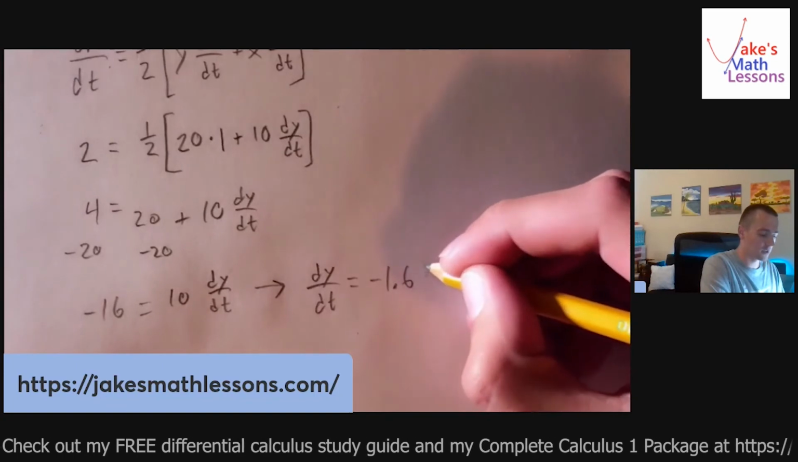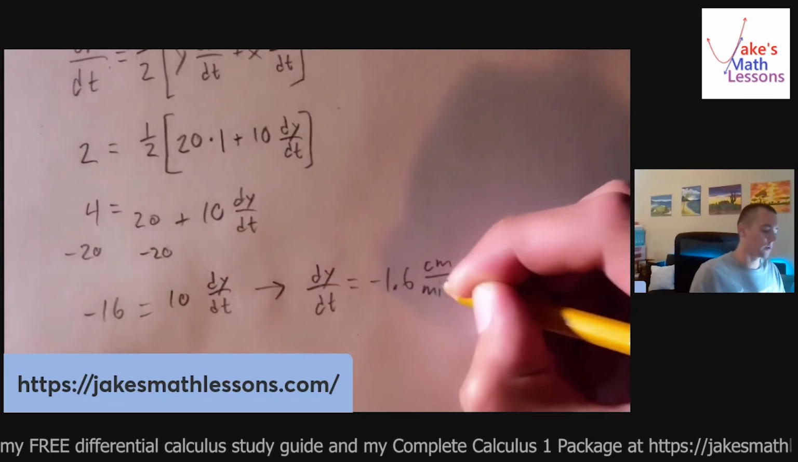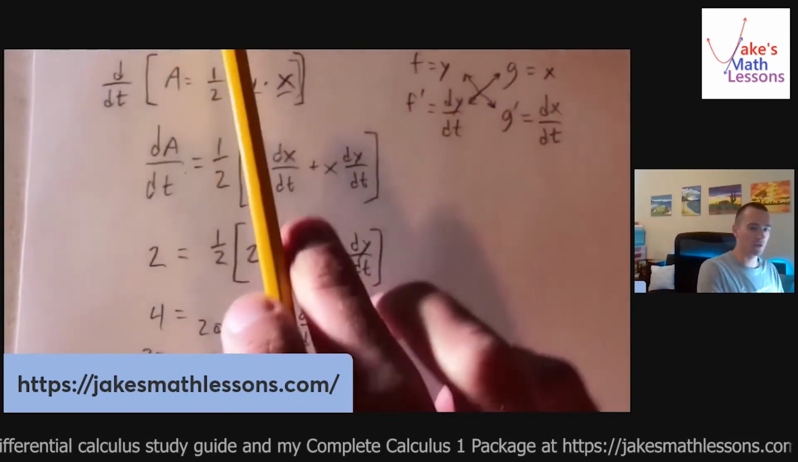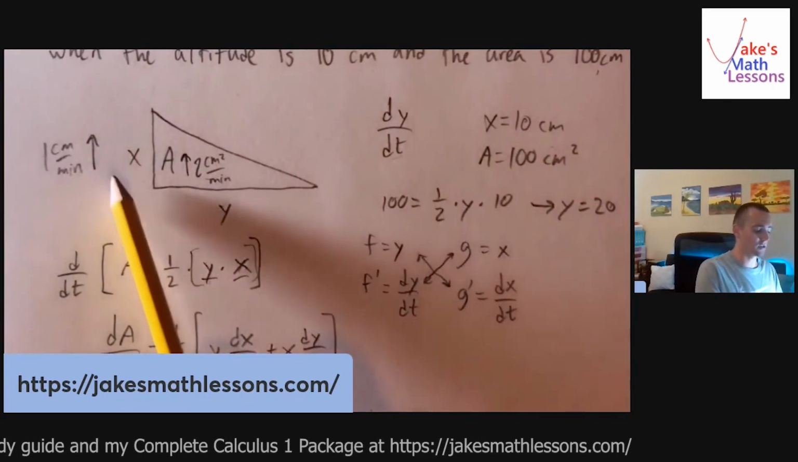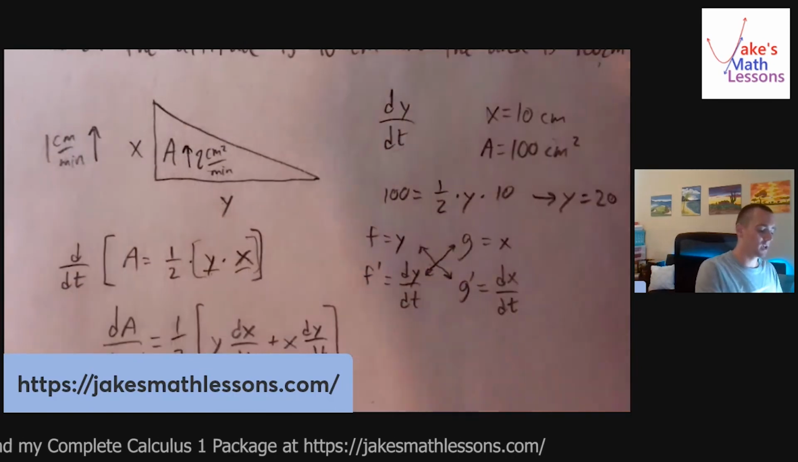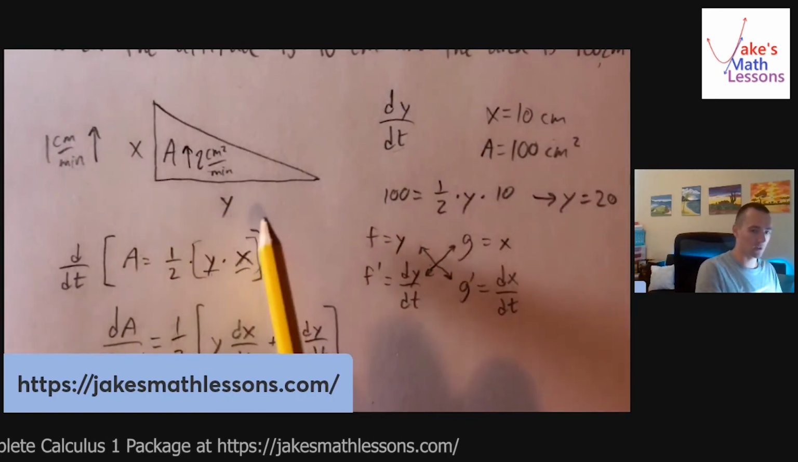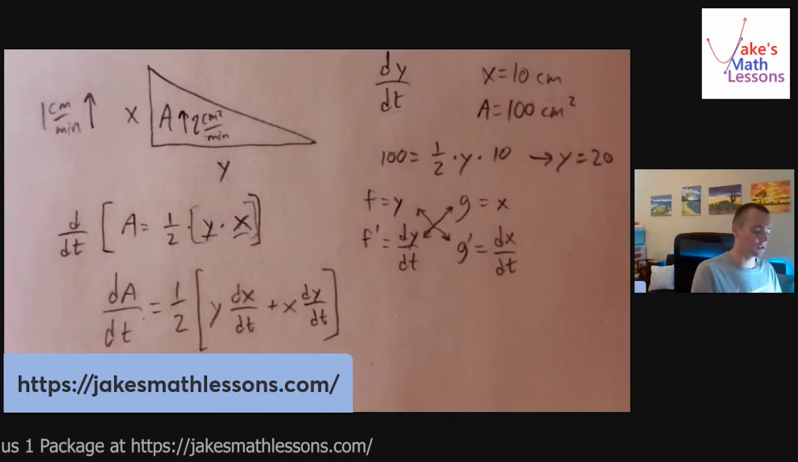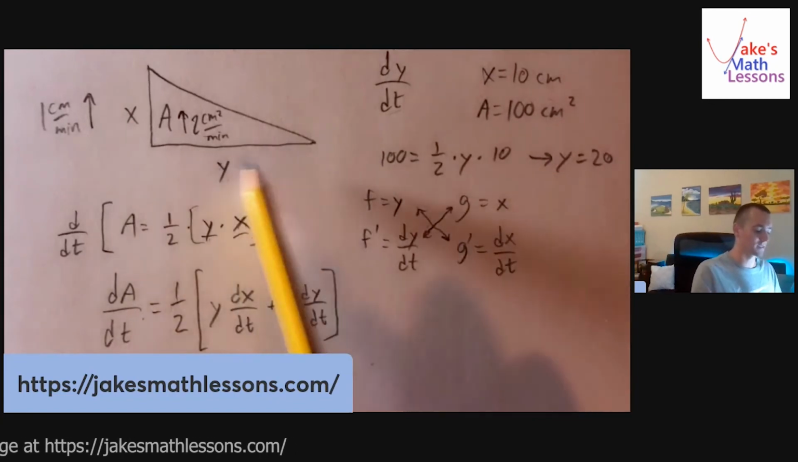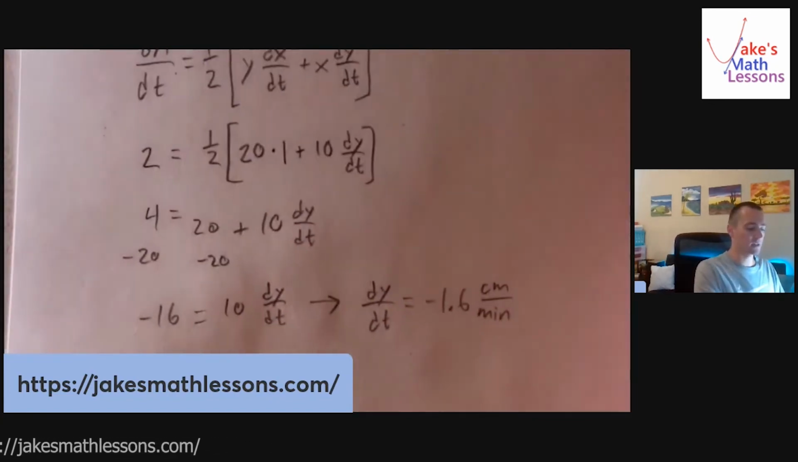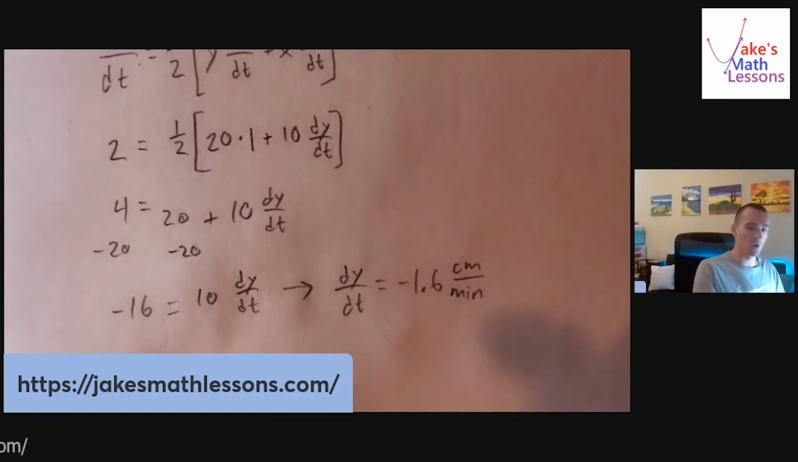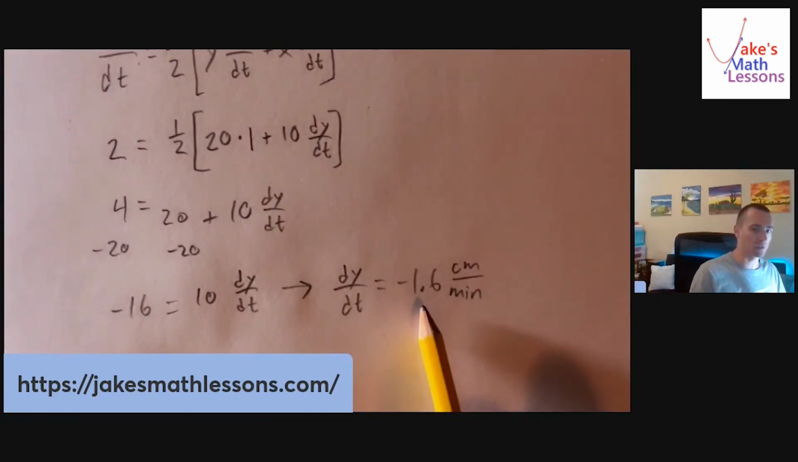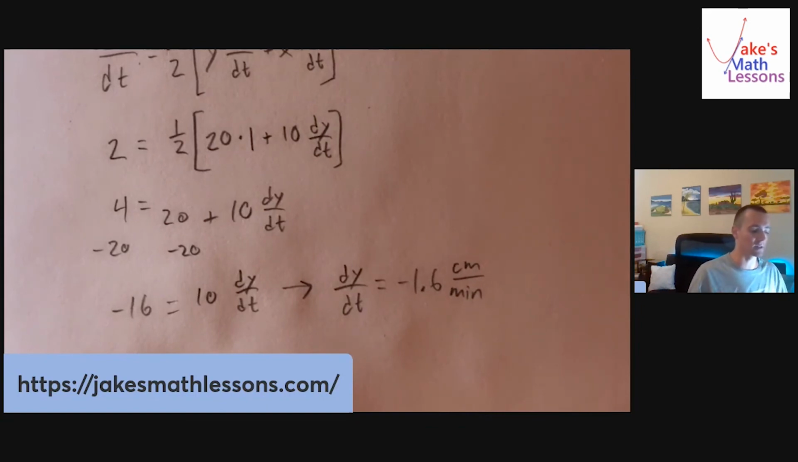So we can go ahead and say that it was changing at a rate of negative 1.6 centimeters per minute. So in other words, in order for the area to increase by only 2 square centimeters per minute, if this side is increasing at a rate of 1 centimeter per minute, this side would actually have to be shrinking, because it has a negative rate of change, at a rate of 1.6 centimeters per minute. If the question asked us how fast is the base of the triangle shrinking or getting smaller, we would then make this positive and just say 1.6 centimeters per minute.